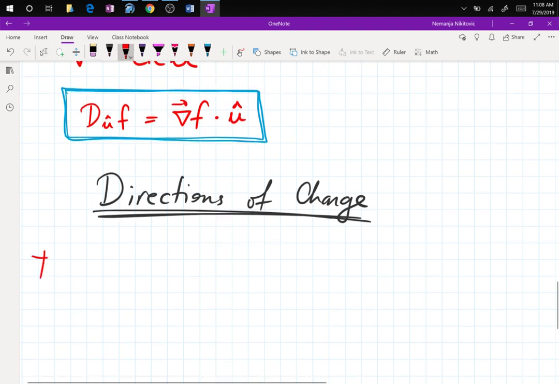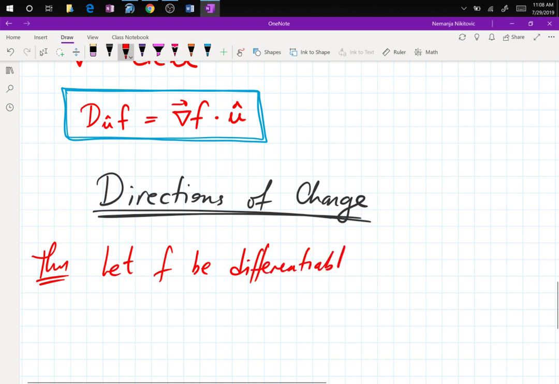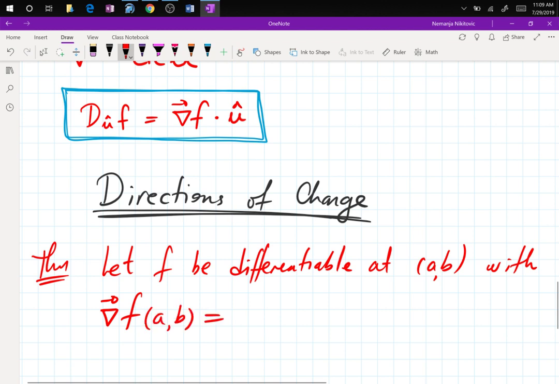And it goes like this. So let f be differentiable at (a, b) with the del f(a, b) being different than the 0 vector.